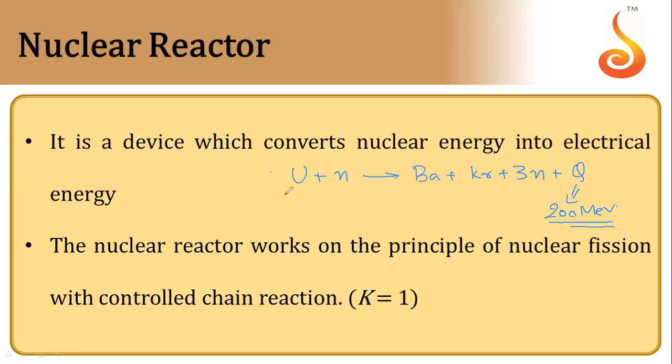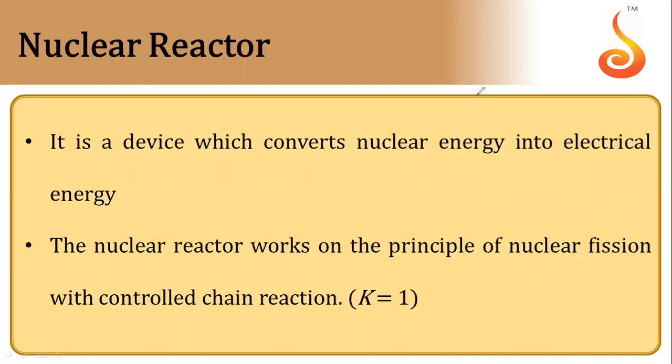Then this nuclear reactor works on the principle of nuclear fission. Obviously, it is a nuclear fission reaction with a controlled chain reaction, where the neutron multiplication factor is 1. As you can see from this reaction, 3 neutrons are produced. So somehow we are going to absorb 2 neutrons and we are letting only 1 neutron bombard another uranium nucleus, so that this reaction is controlled.